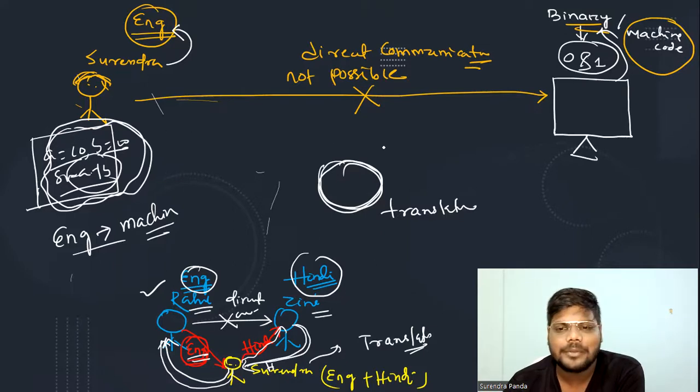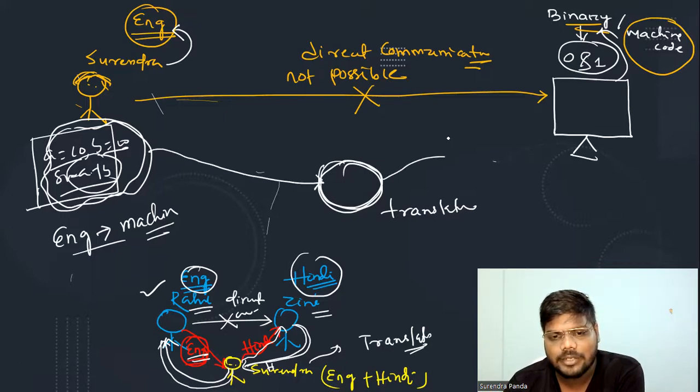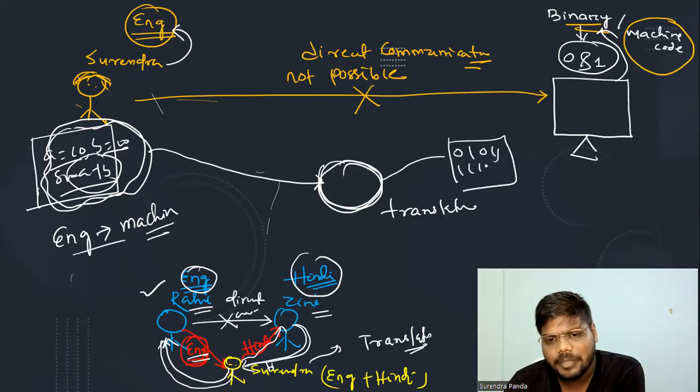So computer understands zeros and ones, which is not possible for us basically. Yes or no? What exactly am I saying? So that's why we are going to write the code in English language. Then the translator's duty is what? A translator will convert it to zeros and ones. Translator will convert it to machine code.